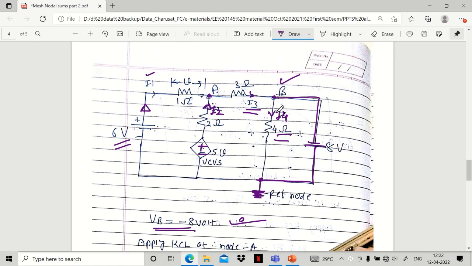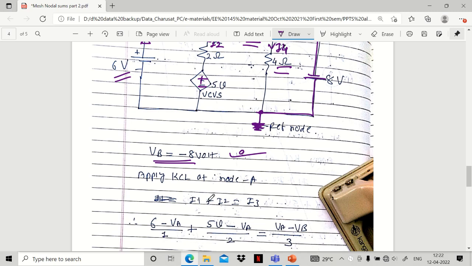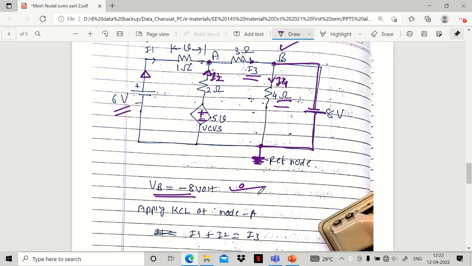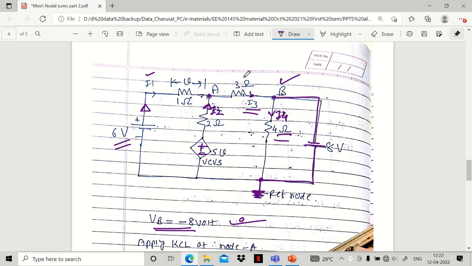Now apply KCL at node A. The summation of incoming currents is equal to the summation of outgoing currents. Incoming currents are I1 and I2, and outgoing is I3. So I1 plus I2 is equal to I3. Now pause this video and try to write the equations of I1, I2, I3 in terms of the nodal voltage VA.